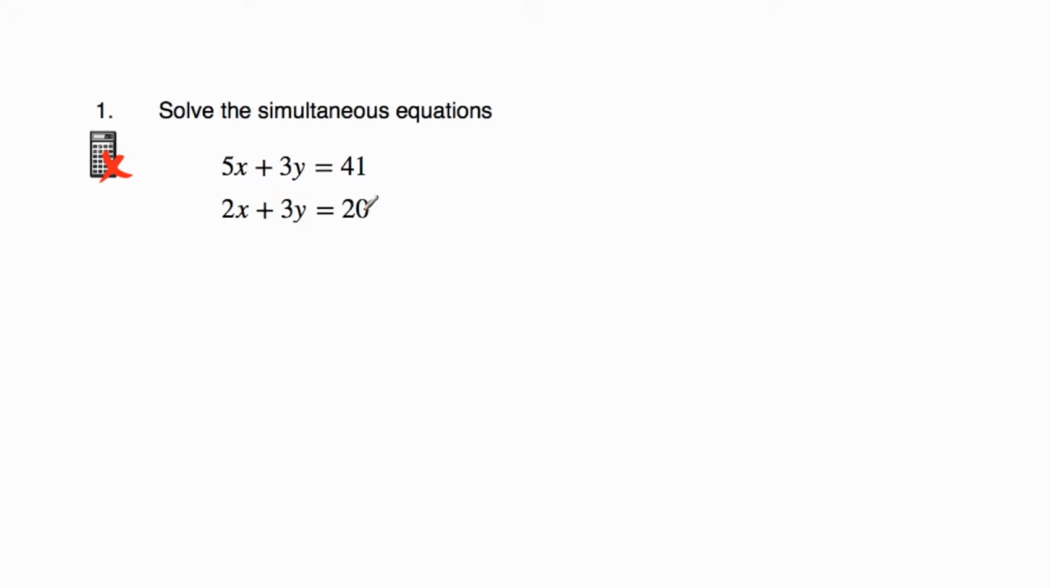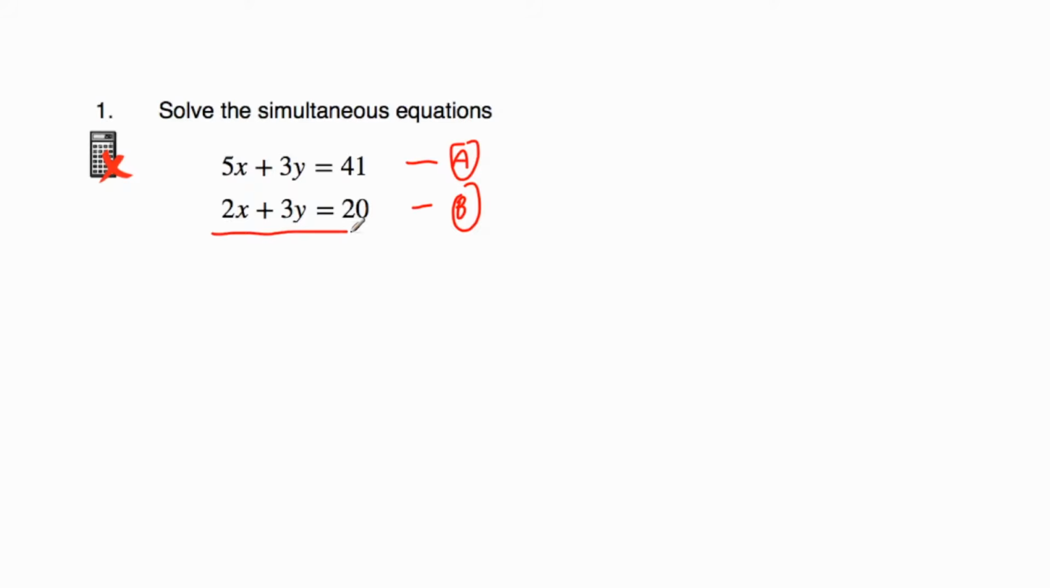So question number one. Question number one says, solve the simultaneous equations 5x plus 3y equals 41 and 2x plus 3y equals 20. So we've got equation A and we've got equation B. And the great thing with these two equations, A and B, is they've both got 3y and 3y. That means if we take them away from each other, if we work out A take away B, we can then get rid of those 3y's. So those 3y's will be eliminated.